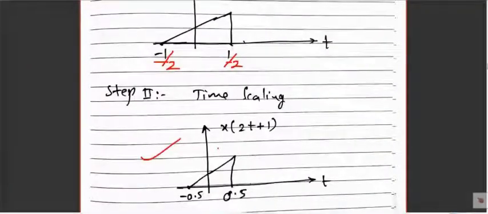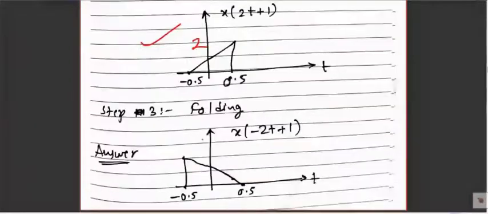Simple scaling. Amplitude in every case remains the same. Okay, and after that, folding. So you will see 0.5 will go to minus 0.5, and minus 0.5 will go to 0.5. So 0.5 has come to minus 0.5, and minus 0.5 has come to 0.5.